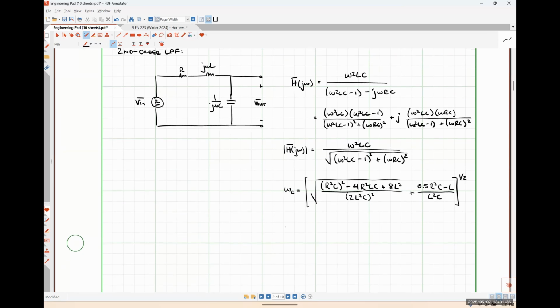And our phase response, theta as a function of j omega, is going to come out to be the inverse tangent of omega RC over omega squared LC minus 1. Okay.